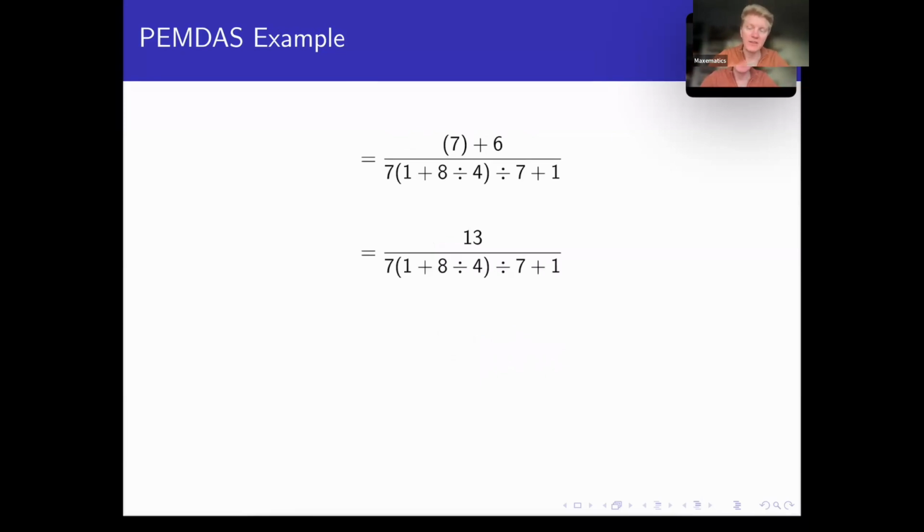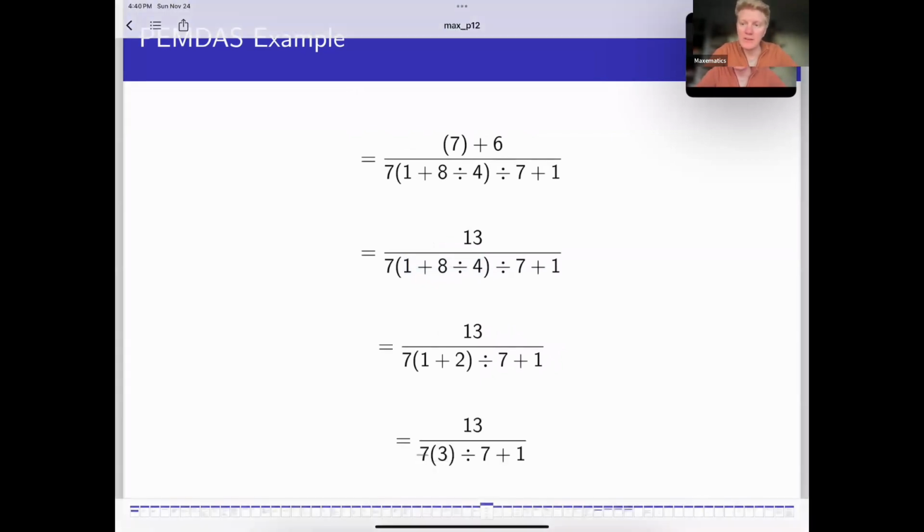Now let's do the same thing, but in the denominator. Taking care of parentheses, we have addition and we have division, but division takes precedence over addition. Did I say that right? Division takes precedence over addition. So we do 8 divided by 4 first, and then we can finish up the parentheses with addition.